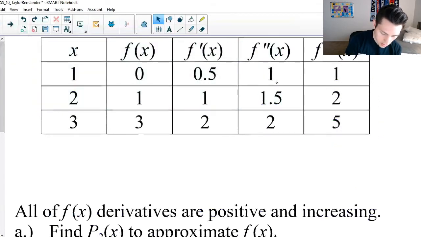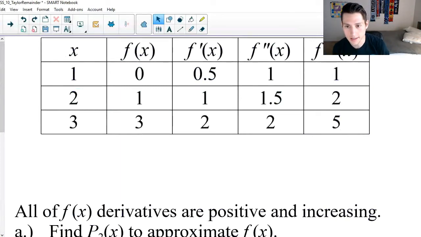Oh no, can I not move it? I guess not. Well, I tried. The only thing you really can't see is that the top right box says f triple prime, right? The third derivative. Okay, so we're starting off just given a table of values for x, f, f prime, f double prime, f triple prime.